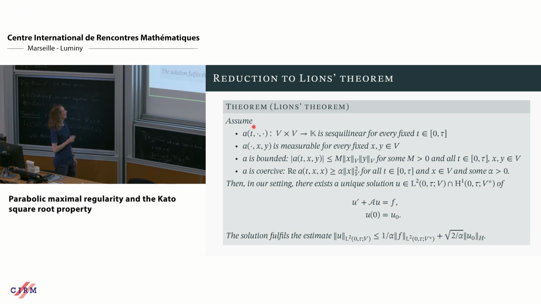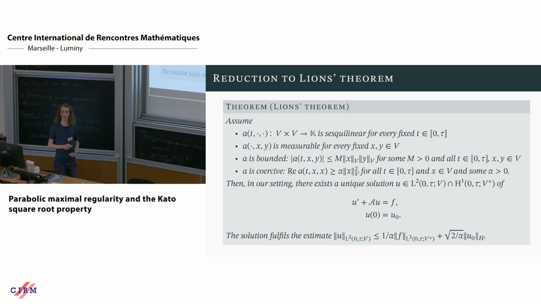For Lions' theorem, A needs to fulfill four assumptions. That's sesquilinearity, measurability, boundedness, and coerciveness. We need that again because we want to apply Lions' theorem, so we assume A to fulfill all that. Then we get a unique solution in L2 intersected with H1, but with V star here. V star is larger, so we still get uniqueness, but we have to think about existence. And what we're going to do is assume two more things. On A, we assume this. We assume that A is in C1, and we assume that A is symmetric.